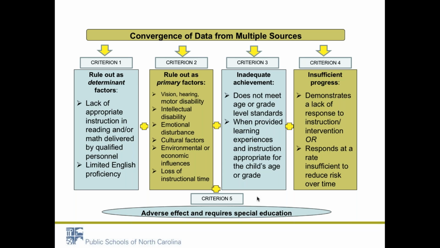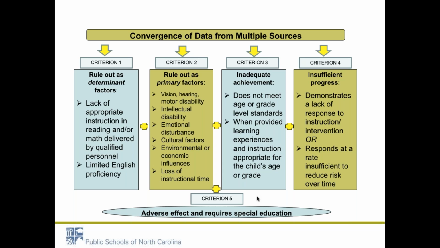The second criterion, exclusionary factors, include loss of instructional time, which ensures that disciplinary removals, poor attendance, tardies, or high mobility rates are not the primary reason or the primary factor for the inadequate achievement. Criterion number 3 looks at inadequate achievement. This documents that the student's discrepancy or gap between current and grade or age level standards exists.